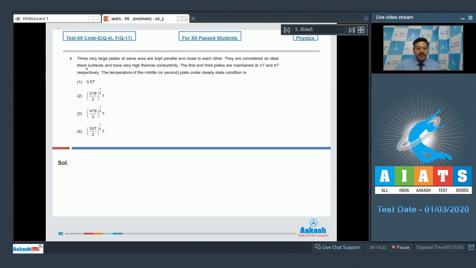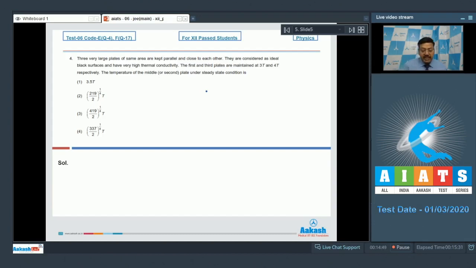Question 4 says 3 very large plates of same area are kept parallel and close to each other. They are considered as ideal black surfaces and have very high thermal conductivity. The first and third plates are maintained at 3T and 4T respectively. The temperature of the middle or second plate under steady state condition is, so in this case we have to find the temperature of the middle plate under steady state condition.